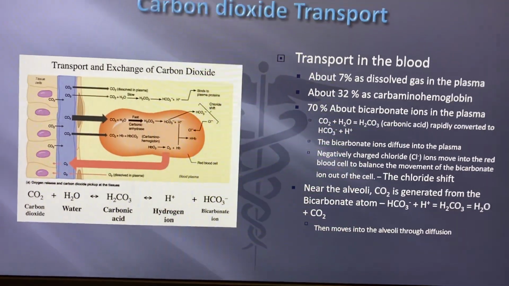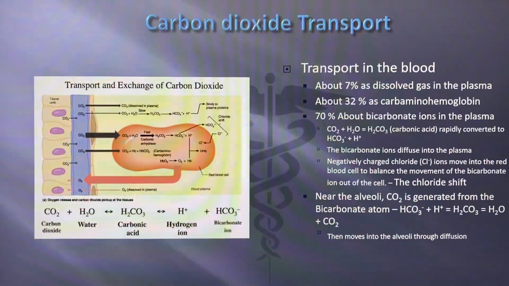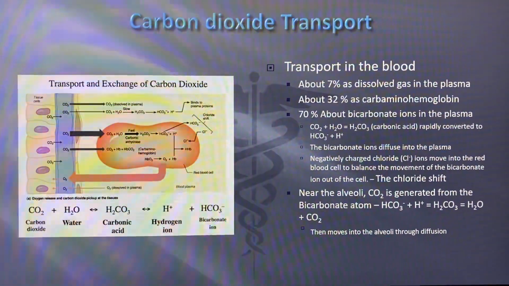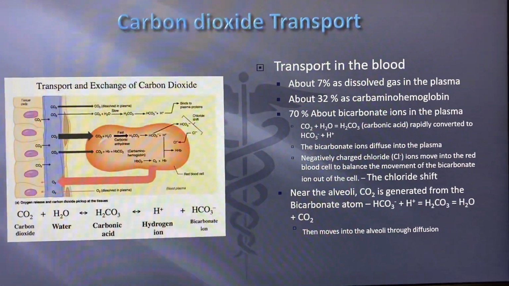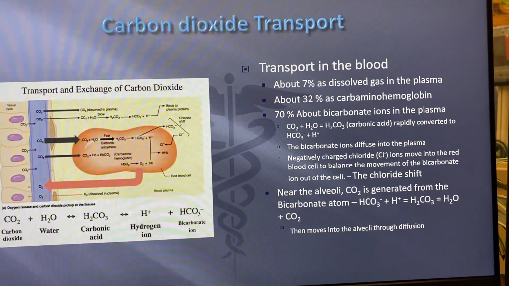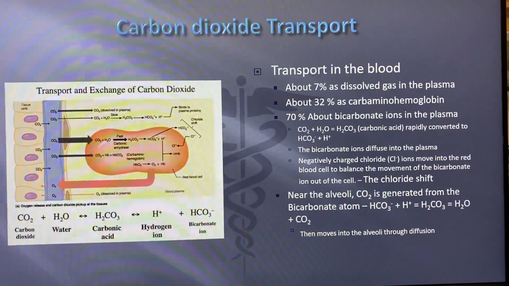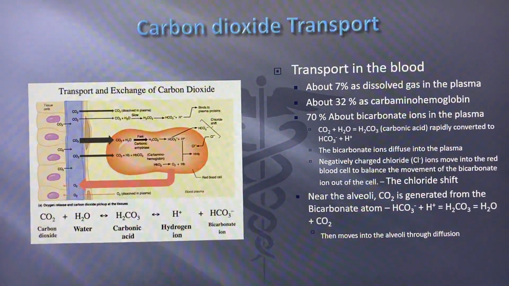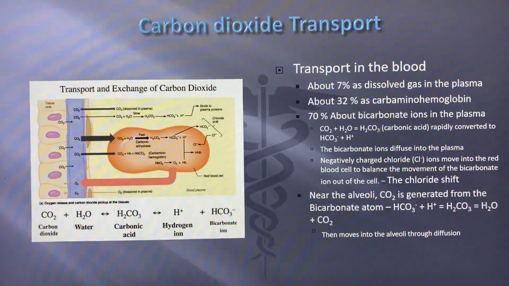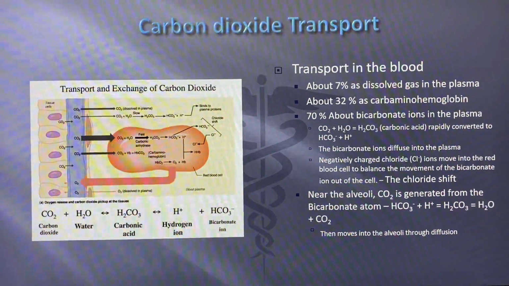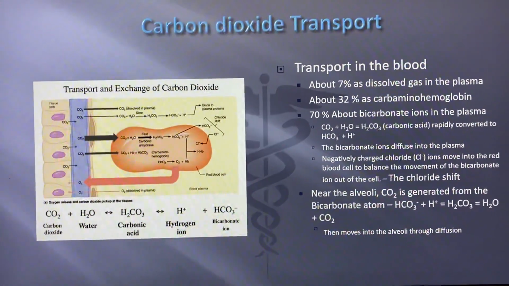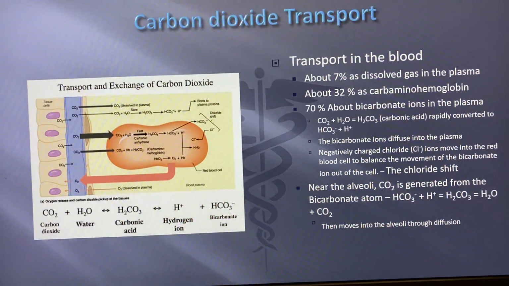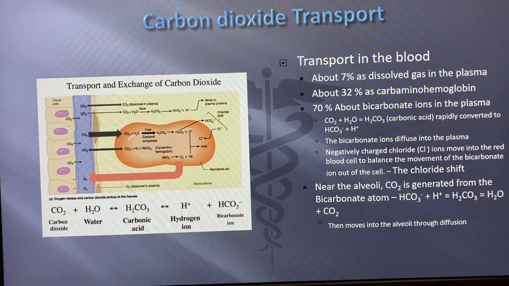So let's talk a little bit about the transport of carbon dioxide, because that has a huge effect on the pH of the blood, which, as we know, has an effect on association and affinity. First of all, about 7% of carbon dioxide is transported in the plasma as dissolved gas. Then about 23% is transported as carbaminohemoglobin, that is carbon dioxide sitting in that same iron binding site as oxygen. But about 70% of all carbon dioxide is transported as bicarbonate ions in the plasma.